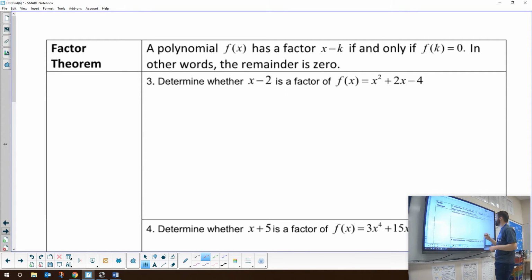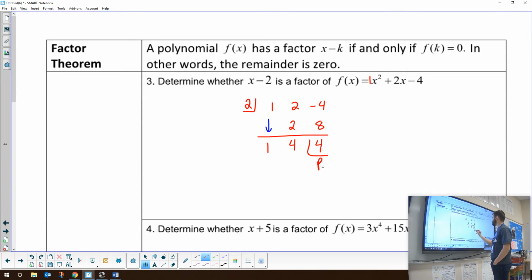So we're going to write out our numbers. So remember, invisible 1 right there. So we're going to have 1, 2, -4. Build my little half box here. Put +2 in the box. Draw my line. And then bring down our first one. Bring down 1. So we're going to go 2 times 1 is 2. Add those together. 2 times 2 is 4. 2 plus 2 is 4. 2 times 4 is 8. And then -4 plus 8 is a +4.